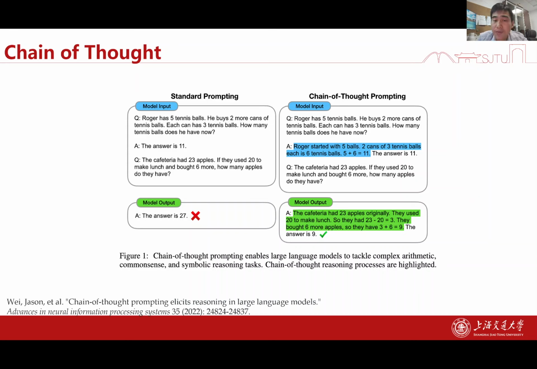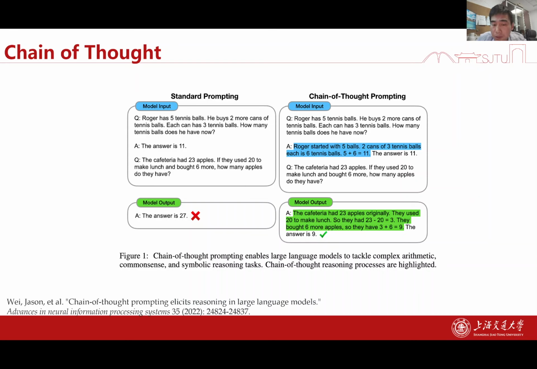So the answer to the first question now is: Roger started with 5 balls, 2 cans of 3 tennis balls each is 6 tennis balls. 5 plus 6 is 11. So the answer is 11. So there is a roadmap of how we solve this problem. Now we give the same question as the second one.